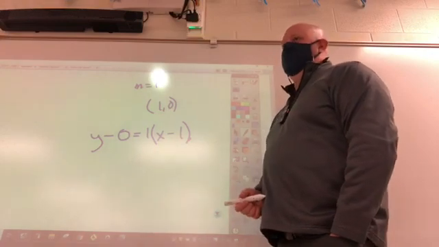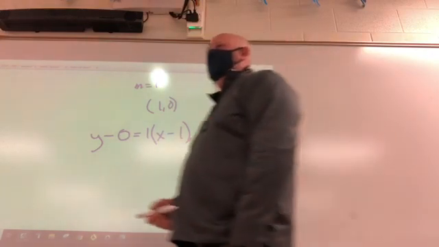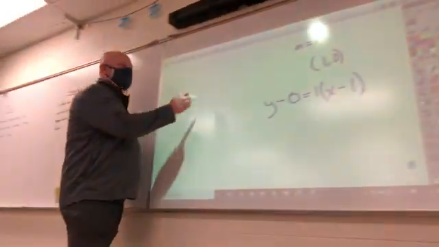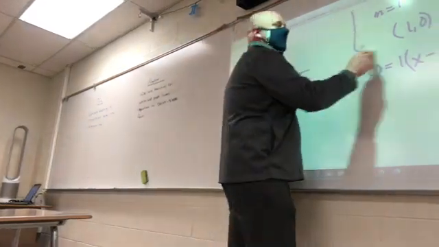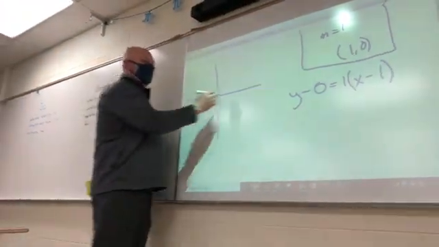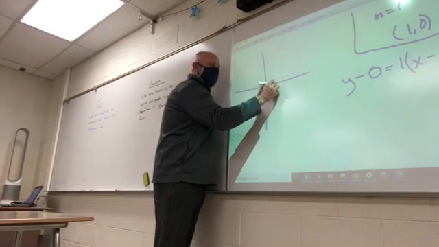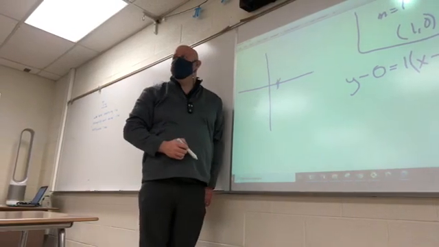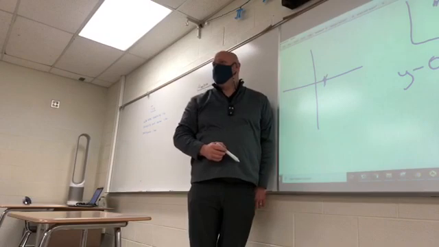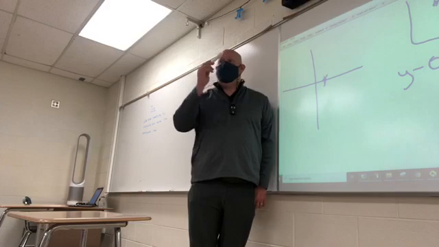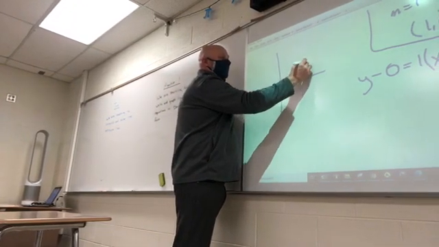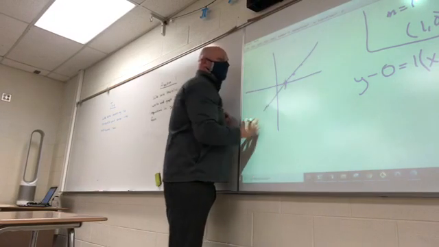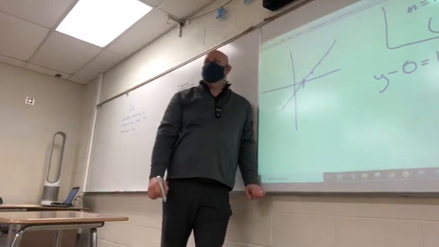Now, if I want to draw the graph, where would you start your graph? I would start right at the point 1, 0, which would be right there. And what's the slope of 1 look like? It means you go up 1 and over 1. Up 1 over 1. Up 1 over 1. Draw the line. Easy enough?